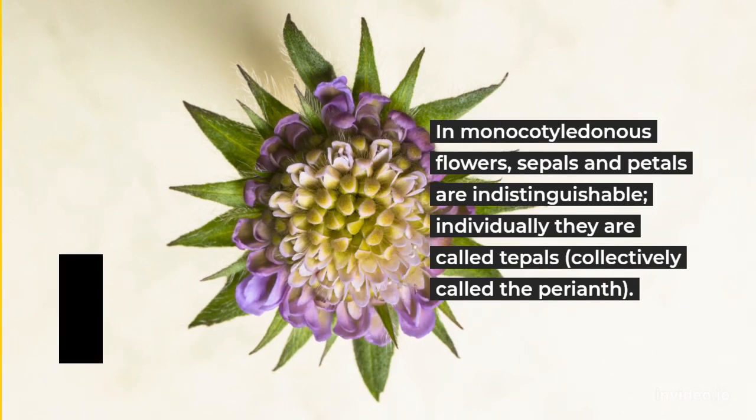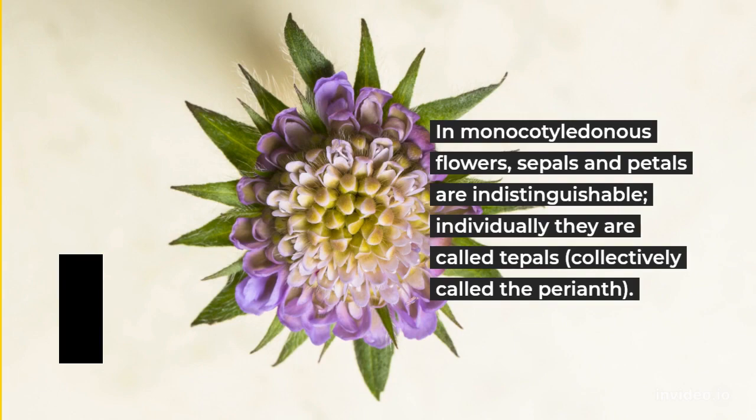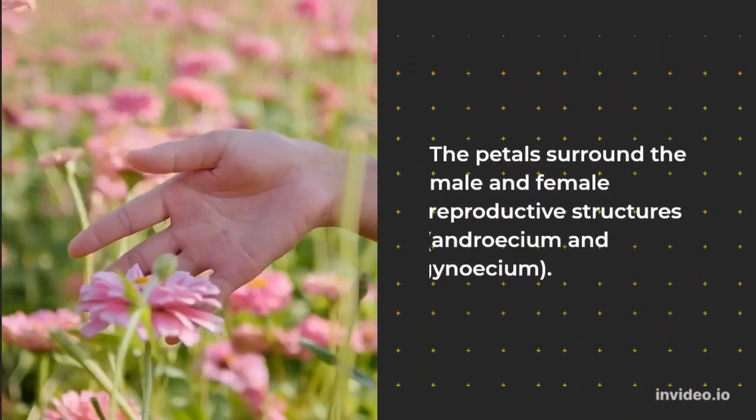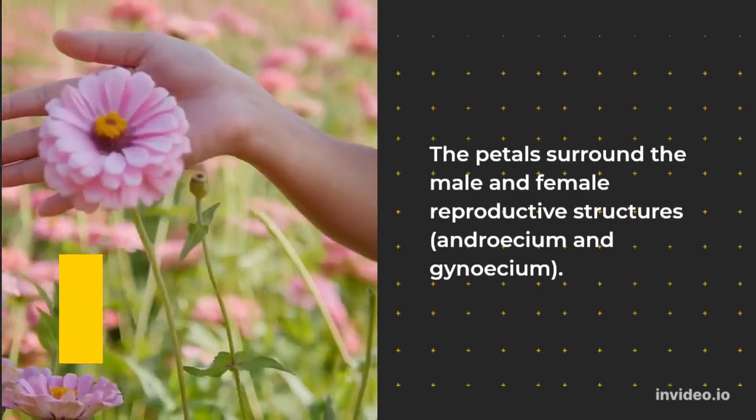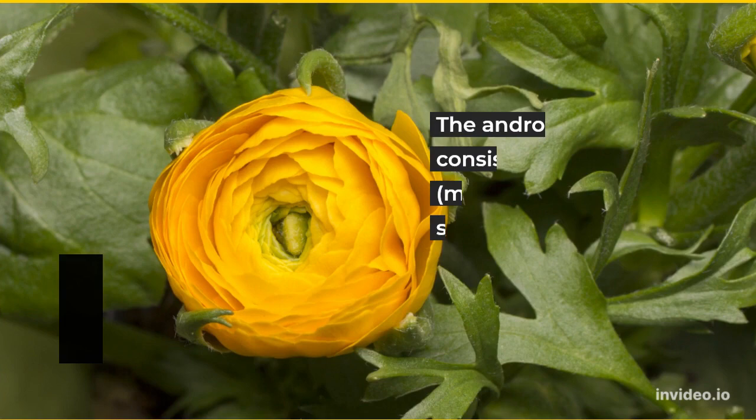In monocotyledonous flowers, sepals and petals are indistinguishable. Individually they are called tepals, collectively called the perianth. The petals surround the male and female reproductive structures, the androecium and gynoecium.